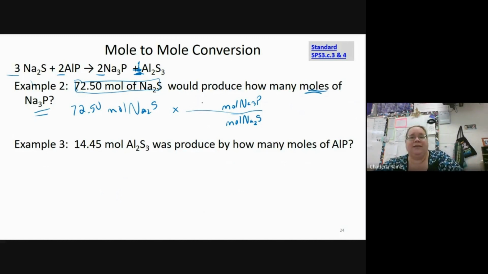So my balanced equation tells me that for number 2, I am focusing on the 3 moles and the 2 moles that I just circled in blue. So 3 has to go on bottom because it is the substance I'm starting with. 2 has to go on top because it's the substance I'm going to.